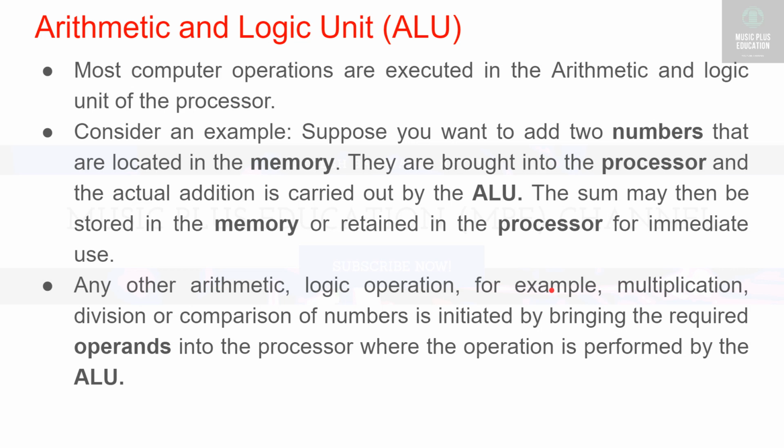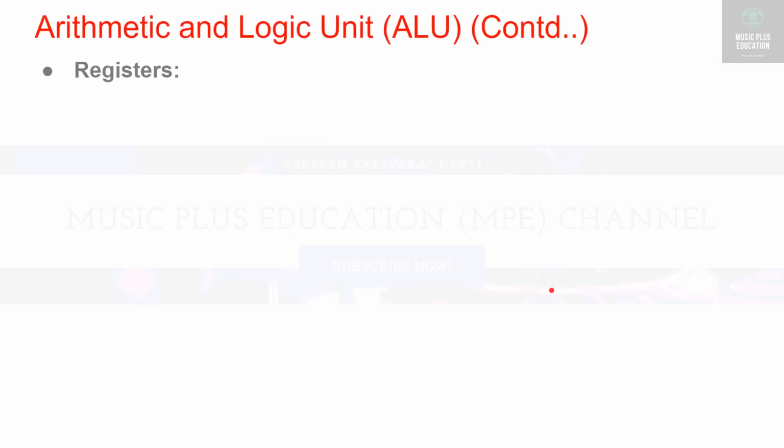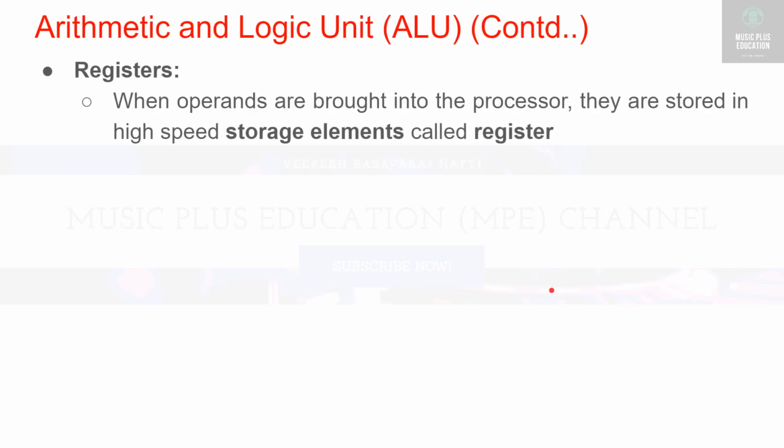So next, registers. When operands are brought into the processor, they are stored in high-speed storage elements called registers, right? Where are these present? These registers are present in the processor itself. So whenever the processor fetches the instructions and data, that data will be stored in the register. The data gets stored into the register. That is a processor register. A processor register means it's a high speed storage element.